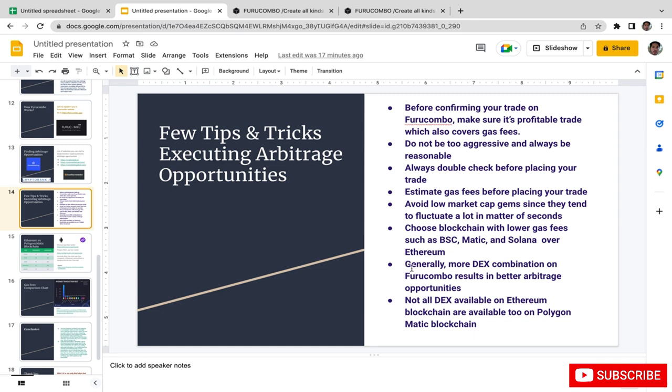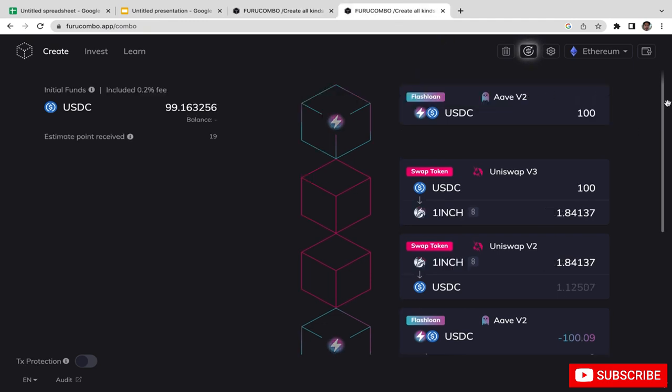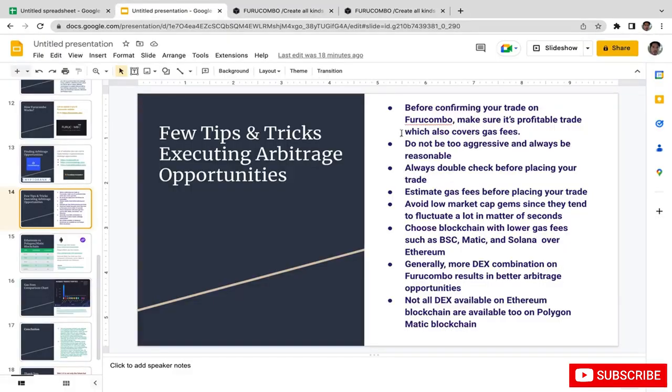And then the next one here, generally, more DEX combinations on Furucombo result in better arbitrage opportunities. So, for instance, in this case, you see these two DEX, Uniswap V3 and Uniswap V2, it doesn't generate you a profit. However, there is huge potential if you add one more DEX here and add modifications to it, and you see there'll be a profit here. Again, it's not guaranteed, but more likely, right? The more complex the combination, the higher chance you have of profit in the trade.